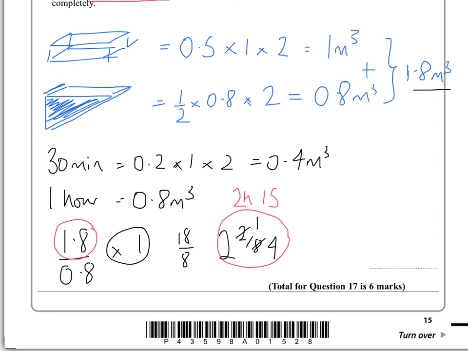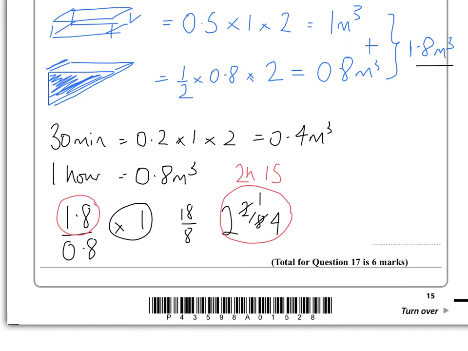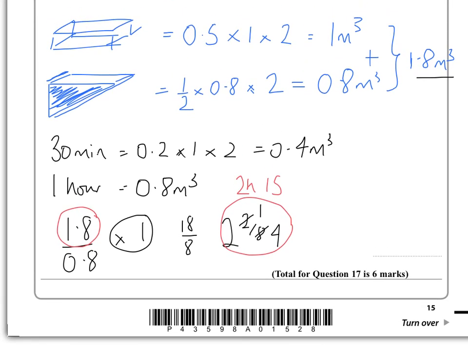What we have to remember is the bit that I mentioned at the beginning. How much more time after this has been done? So what we know is that 30 minutes have already been done to get rid of the first part, so it's the rest of the time. Essentially all we're going to do is take away from there the 30 minutes that we've already done, and that of course will leave us with 1 hour and 45 minutes.